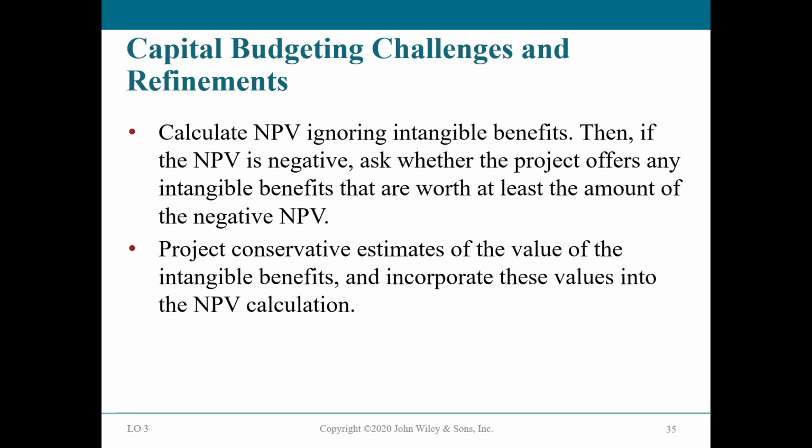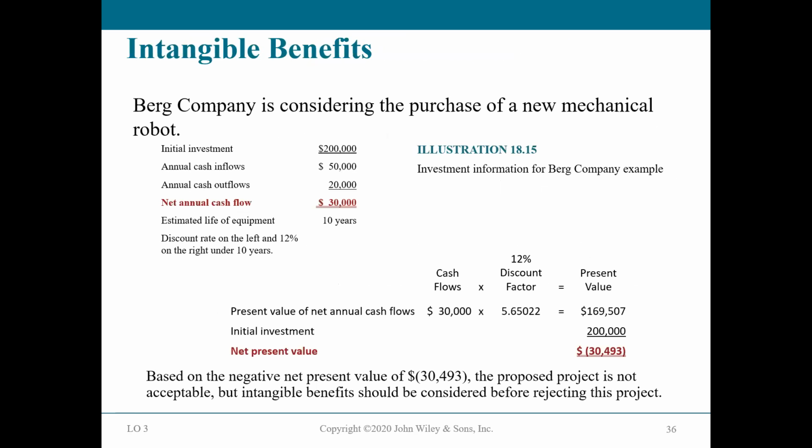Sometimes an organization will project conservative estimates of the value of those intangible benefits, and they'll incorporate them into the net present value calculation. So for example, we're considering the purchase of a new mechanical robot, cost $200,000, inflows $50,000, outflows $20,000, 10 years, discounted at 12%. So our $30,000 annual cash flow, 10 years, 12%, gives $169,000, initial investment $200,000. So we have a net present value loss of $30,493.